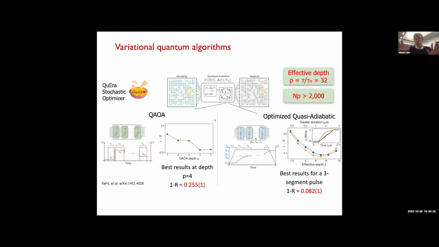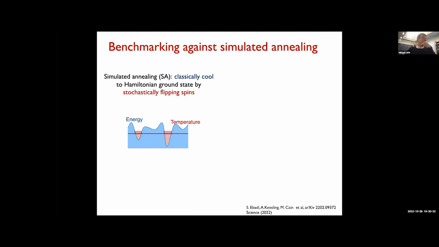So, the one aspect which I would like to now discuss is related to benchmarking of this algorithm. To understand how well this quantum algorithm performs, we picked simulated annealing, which is a general purpose classical algorithm, and it turns out it applies to our algorithm family. In simulated annealing, as most of you know, what you do is classically cool to the Hamiltonian ground state by stochastically flipping spins.